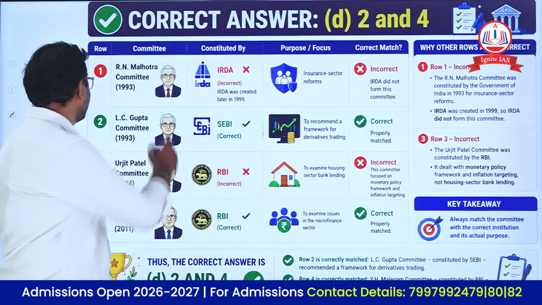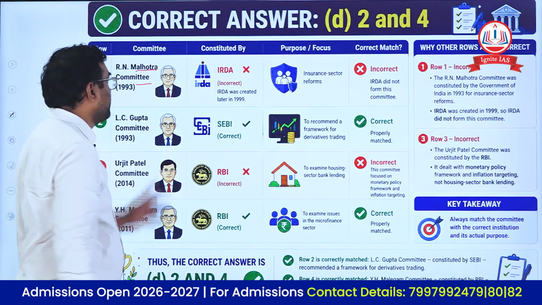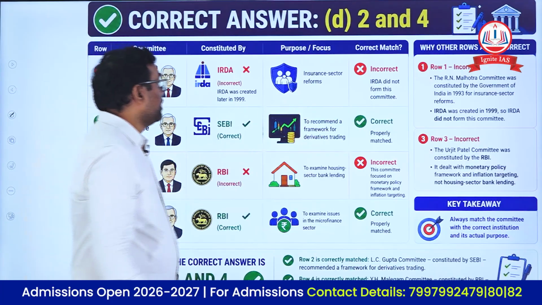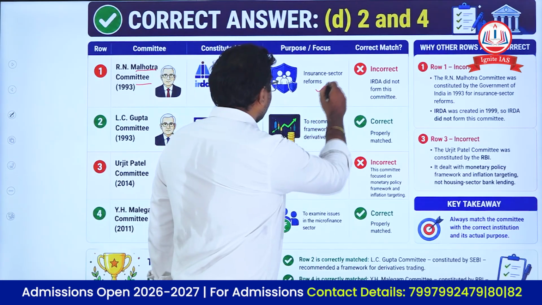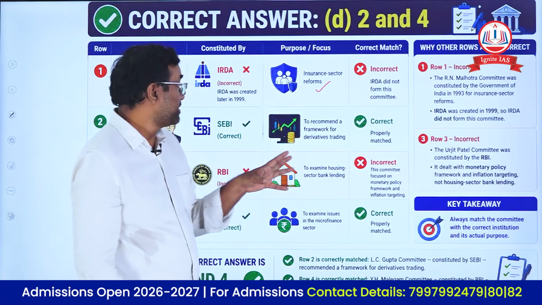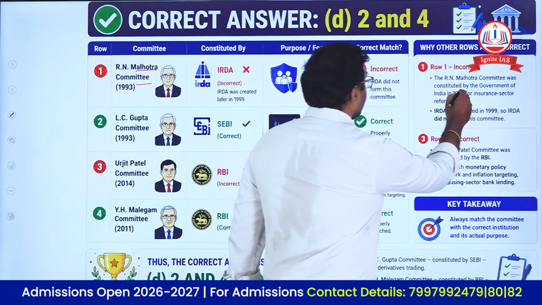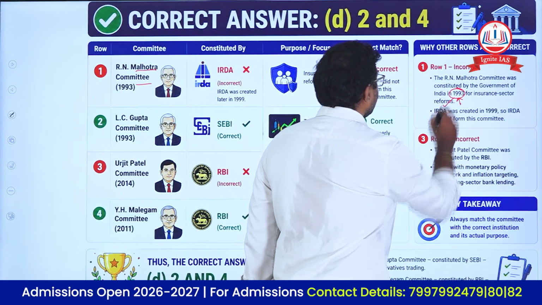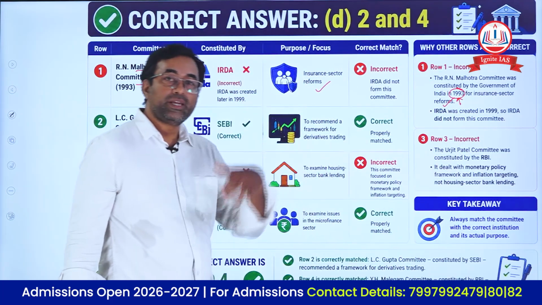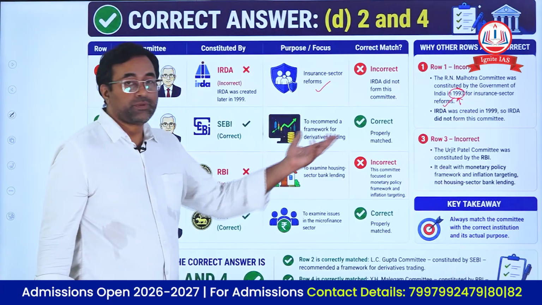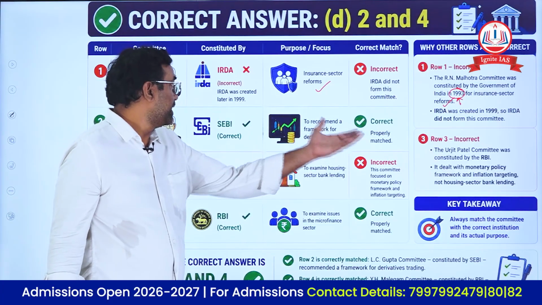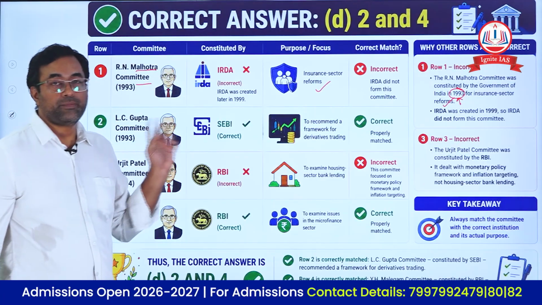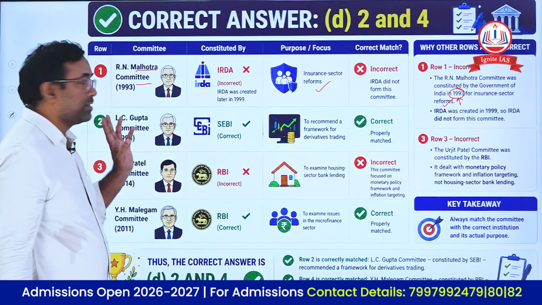In the first statement, they say Malhotra Committee. The Malhotra Committee is related to insurance sector reforms and gave certain recommendations for the insurance sector. It was constituted in 1993, but IRDA was created later, in 1999. So we cannot say that IRDA was created only on the recommendations of the Malhotra Committee. That is the reason it is not correct.